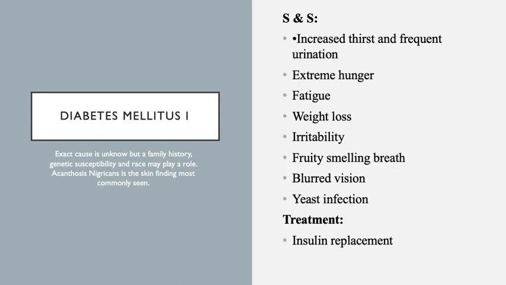Extreme hunger. Without enough insulin to move sugar into the cells, the muscles and organs lack energy, and this causes an intense hunger. Weight loss, fatigue, lack of sugar causes fatigue, irritability or behavioral changes, fruity smelling breath. Burning fat instead of sugar produces ketones that cause that fruity odor to the breath. Blurred vision, yeast infections. Girls with type 1 diabetes may have genital yeast infections, and babies develop diaper rashes caused by yeast. So if a child develops any of these, they should see their provider and will likely be referred to an endocrinologist, at least initially, to begin the process.